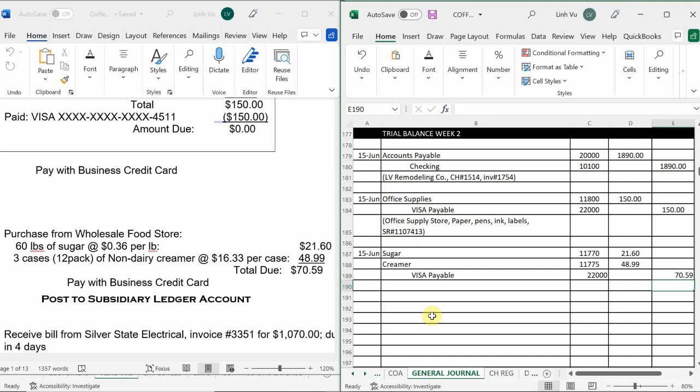How come I was not taxed? Why is there no tax? Why is there nothing? This is food, right? Because it's food. Excellent, right? Food is tax exempt. Okay, so therefore there is no tax here. So, okay, so that means I owe straight $70.59. Okay, so no taxes.